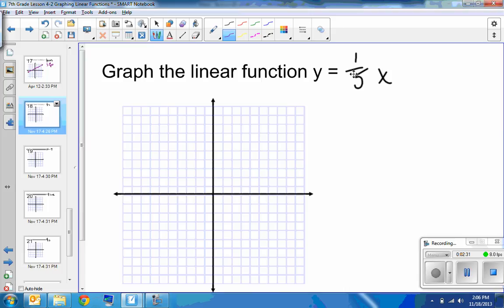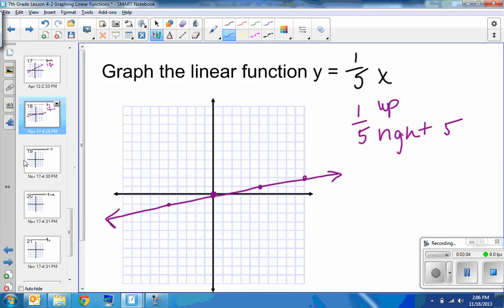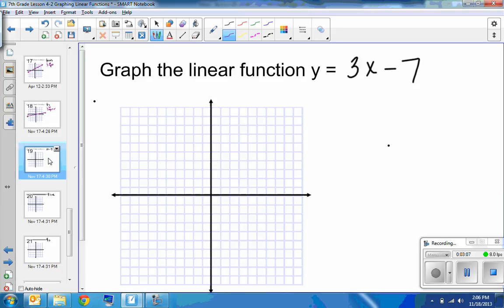So here the slope is 1 over 5, up 1, right 5. Crossing through 0, 0, where our y-intercept is, up 1, to the right 1, 2, 3, 4, 5. Up 1, to the right 1, 2, 3, 4, 5. Down 1, to the left 1, 2, 3, 4, 5. Extend your line.